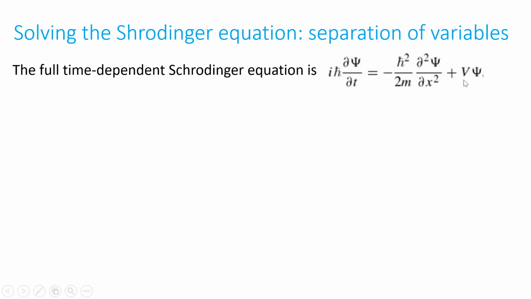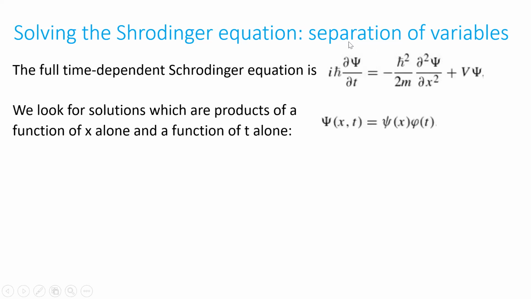Here, I won't read it out, but you can see it here. You've seen it before. And you'll notice that it depends on two variables, x and t. So it has two independent variables. And that makes it a partial differential equation, which makes it challenging to solve. So we do what mathematicians and physicists often do, which is we separate those variables.